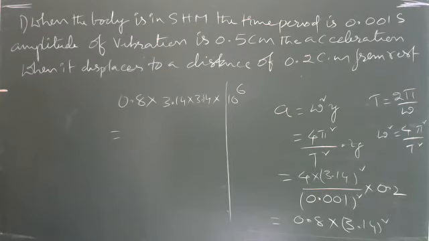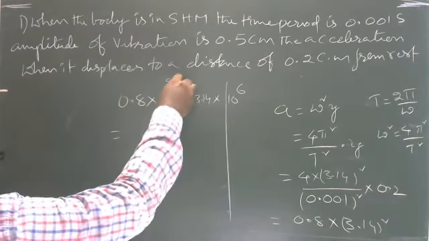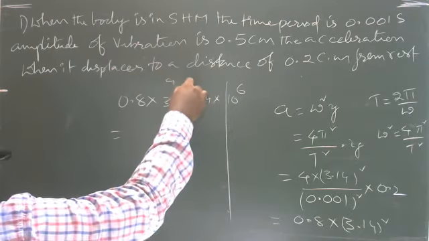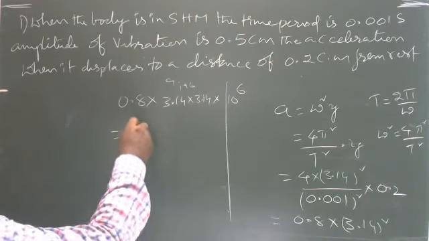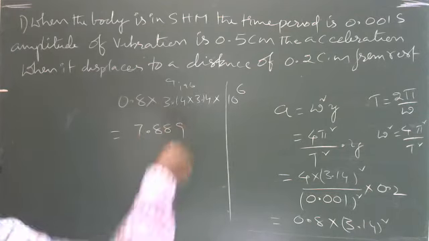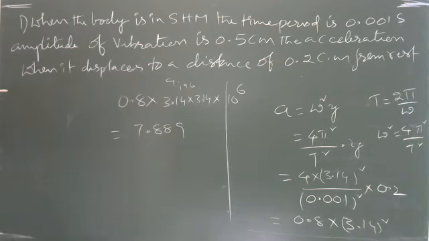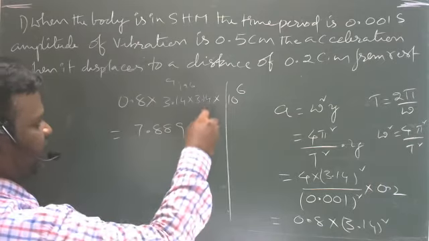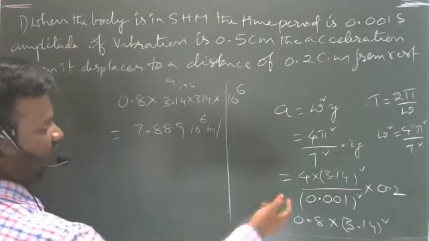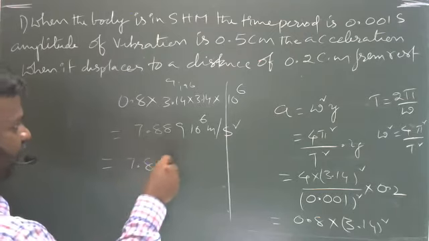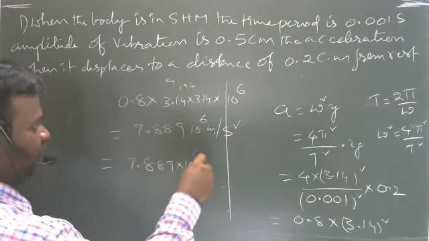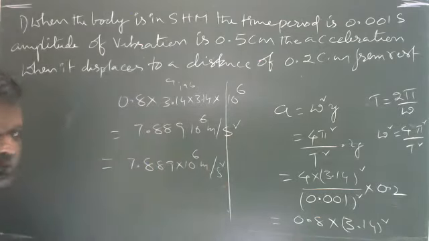Therefore, if you multiply both, 3.14 times 3.14 gives 9.859, and then multiplying by 0.8 gives 7.889. That is 7.889 into 10 to the power of 6 meter per second square, since acceleration is in meter per second square. Okay, this is the type of question given in examinations.